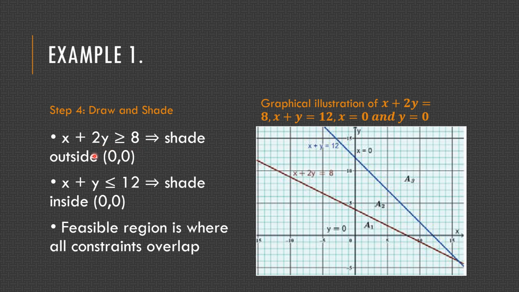We know that the point 0, 0 does not satisfy this inequality. So this is the graph of x plus 2y equal to 8. So this point does not satisfy the inequality. It means that the solution for this particular line is above the graph, above this line. Good. Then the point 0, 0 here also satisfies this inequality. So x plus y is less than or equal to 12. So in that case, it means that the solution for this graph is below the graph.